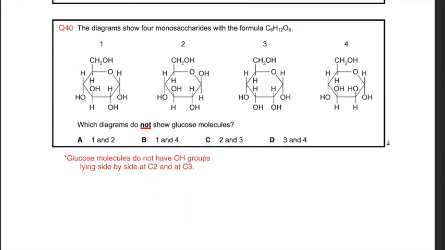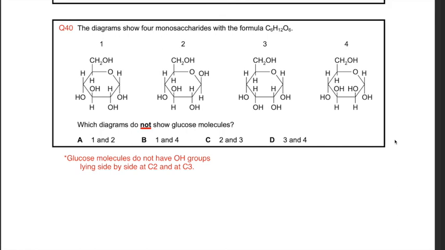Question 40. The diagram shows 4 monosaccharides with the formula C6H12O6. Which diagrams do not show glucose molecules? The keyword over here is does not show glucose molecules. If you go to diagrams 1, 2, 3 and 4, diagram 1 and 2 are the correct representations of glucose molecules. Since they are asking do not show glucose molecules, it should be diagrams 3 and 4.